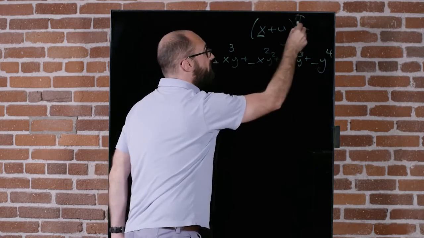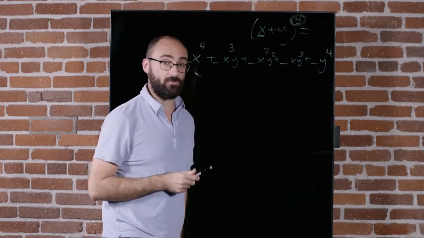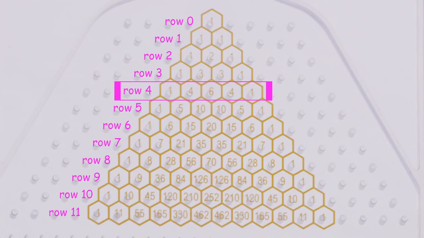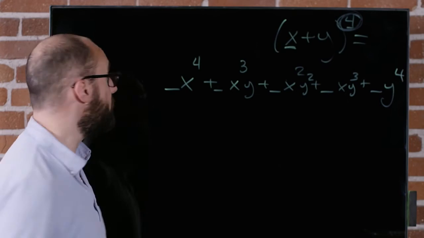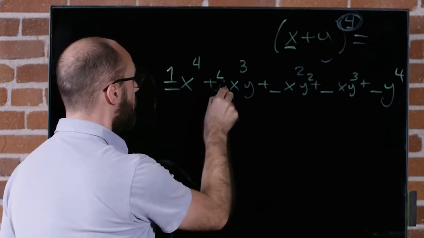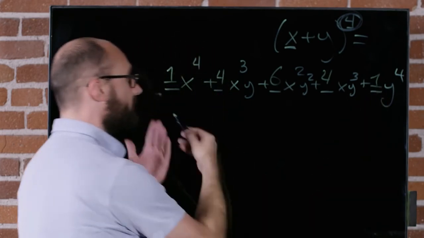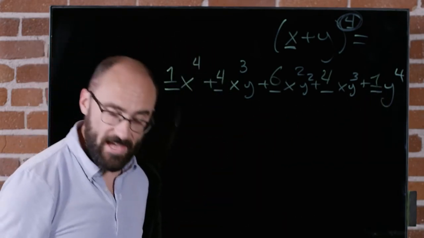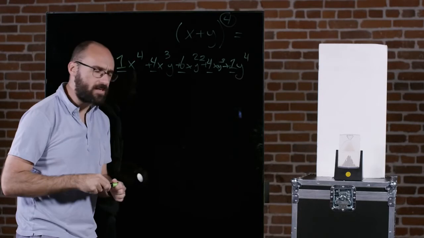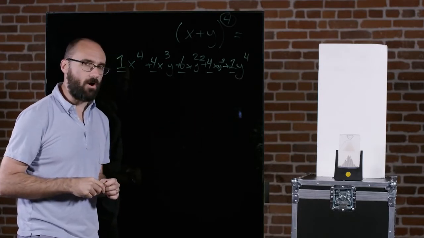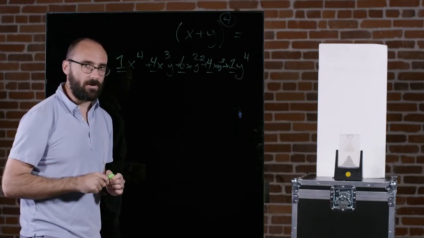Let's look at the fourth row on Pascal's triangle. 1, 4, 6, 4, 1. So, all we need to do is put in 1, 4, 6, 4, 1. Ta-da, we're done. Thank you, Pascal's triangle. And thank you, Galton board, for showing me all of these neat things and more.